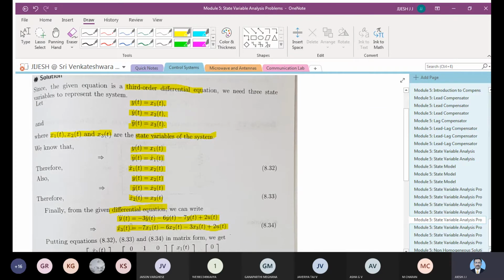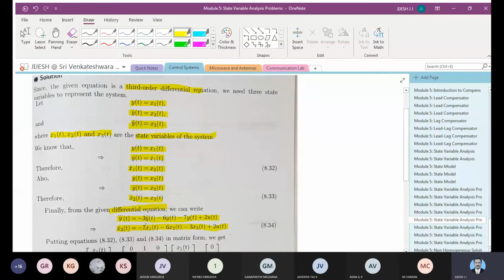x3 dot of t, when you simplify that, you will get it is equal to minus 7x1 of t. So what is y of t? From this, you can write x1 of t. So minus 7x1 of t. What is y dot of t? x2 of t. So it is minus 6x2 of t. What is y double dot of t? It is x3 of t. So minus 3x3 of t plus 2u of t, you will get it.